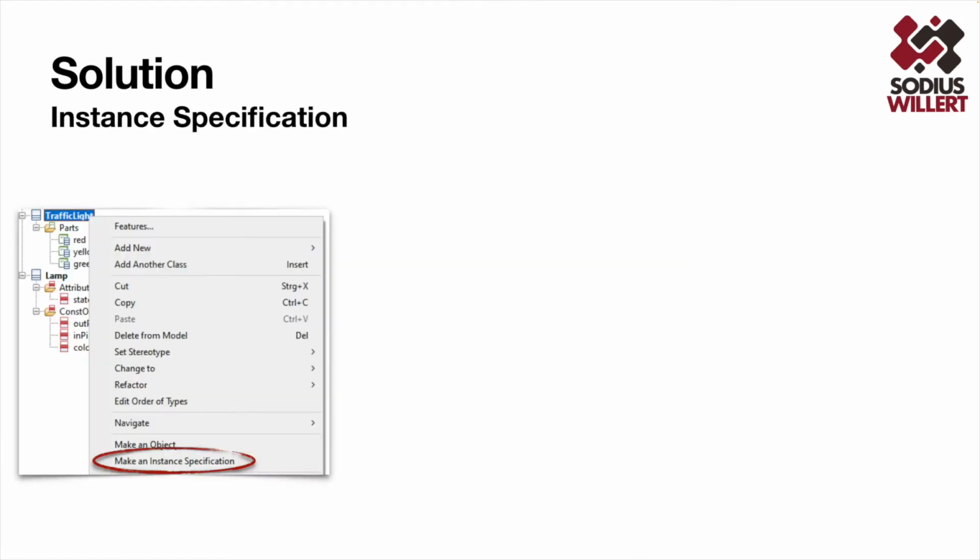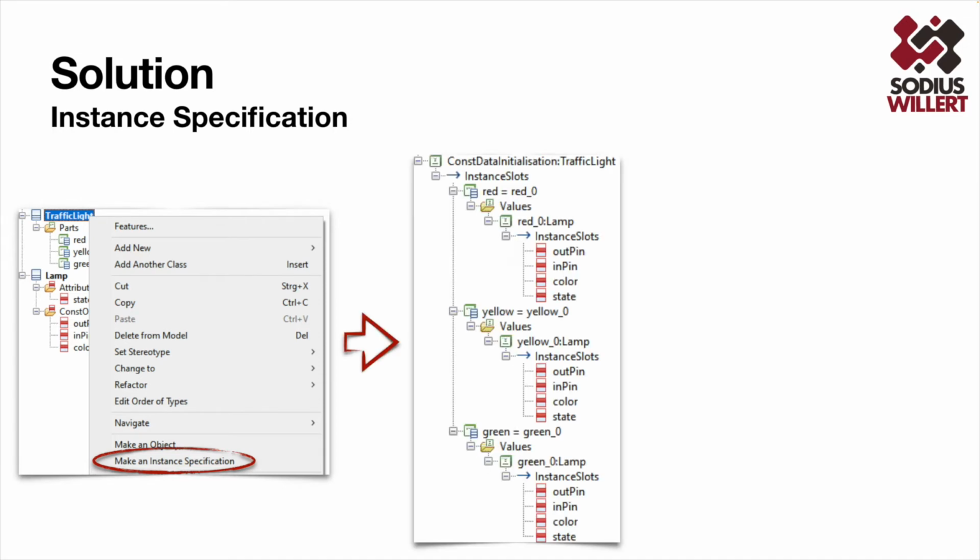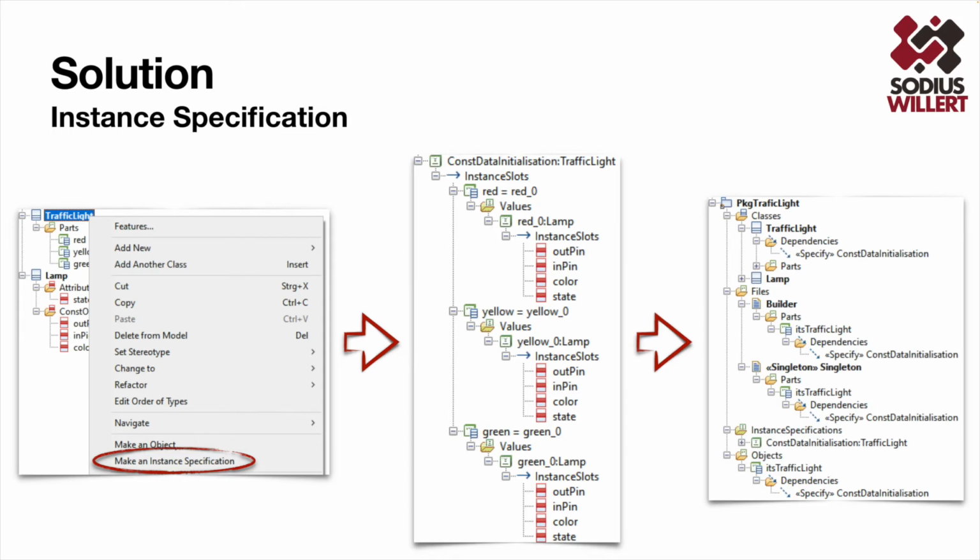The assignment of the individual constant values is done via an instance specification. By right-clicking on the class, such an instance specification can be created with the option Make an Instance Specification. An instance specification shows the inner structure of a class with its attributes, associations to other classes, and their parts. An instance specification has no effect on code generation. What is still missing is a dependency on the created instance specification with the stereotype specify.